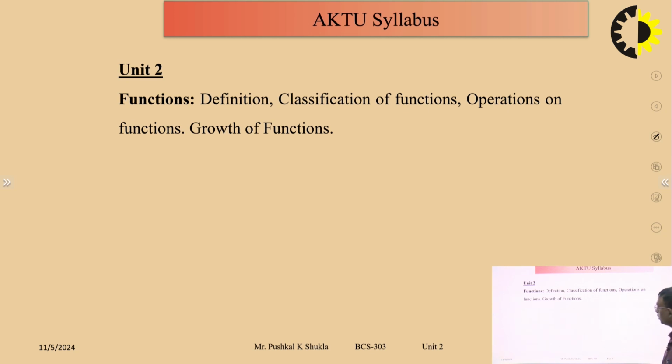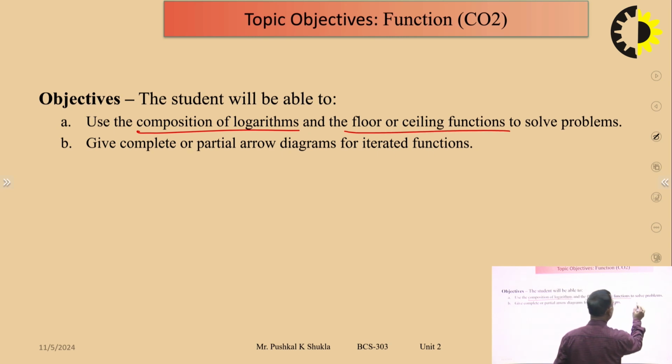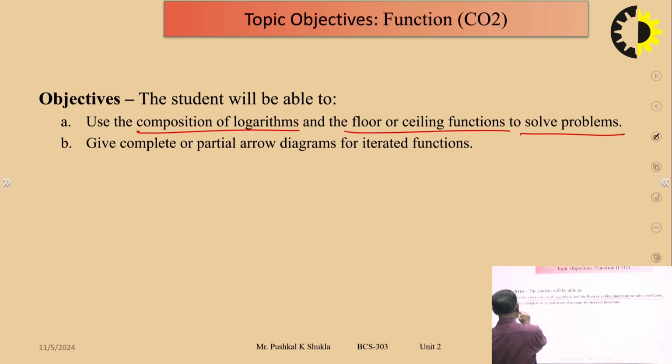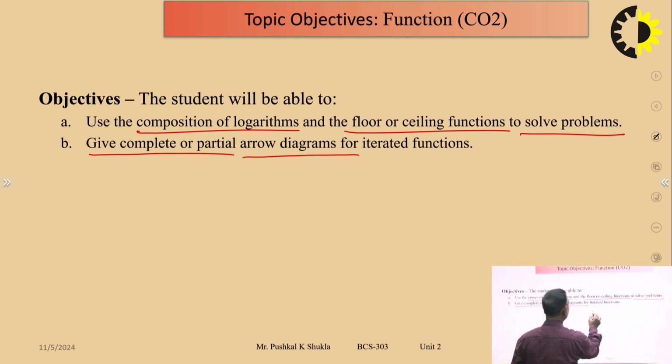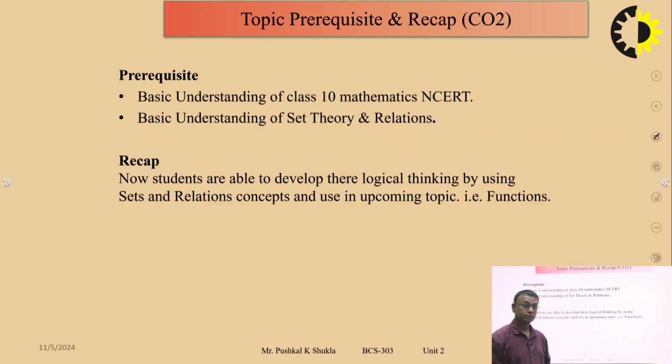growth of the function. The objective of this topic is students will be able to understand the composition of algorithm and floor or ceiling function to solve problems, give complete or a partial arrow diagram for the iterative function, and they are also able to understand the composition, operation on the function and growth of the functions. The prerequisite is basic understanding of class 10 mathematics and CLT and basic understanding of set theory and relation.